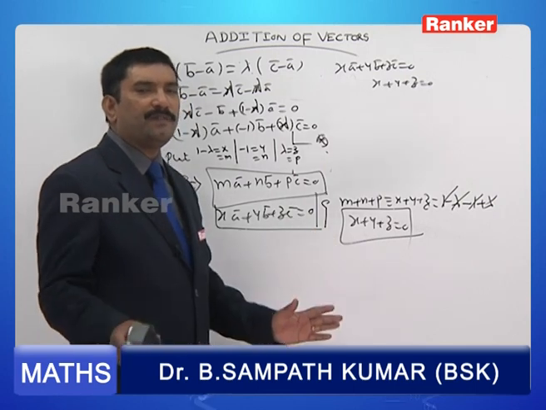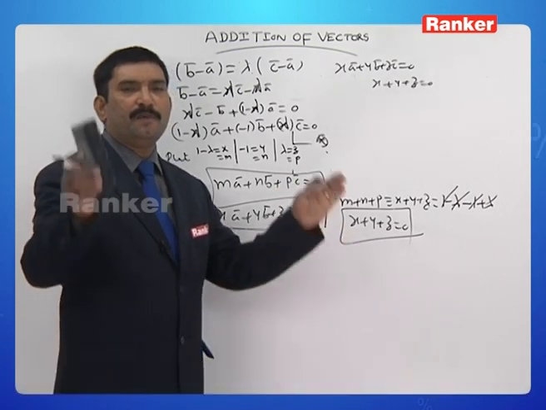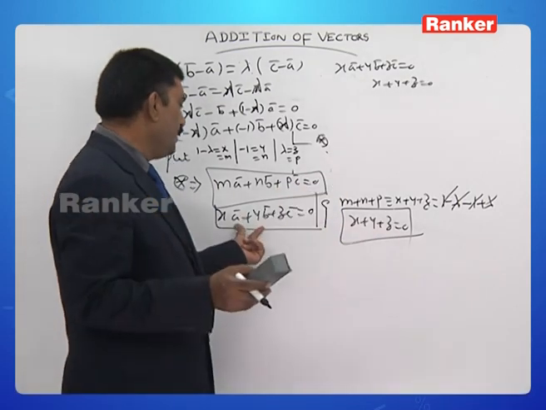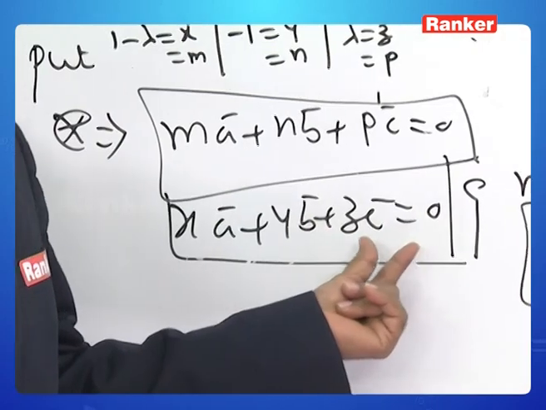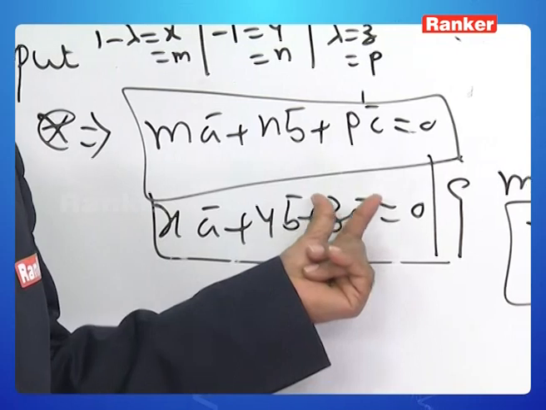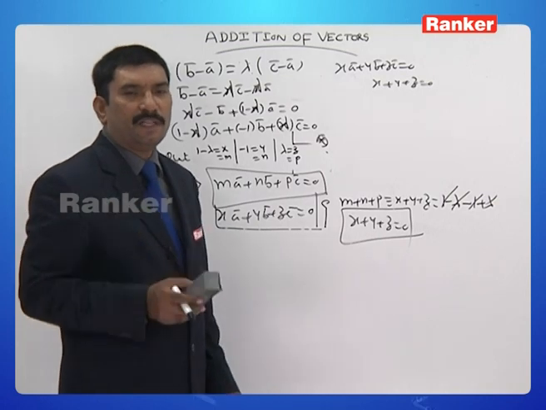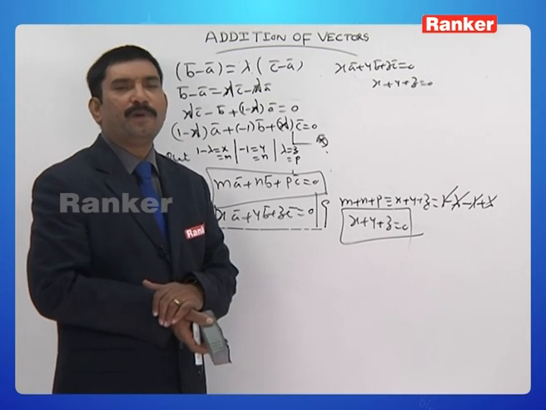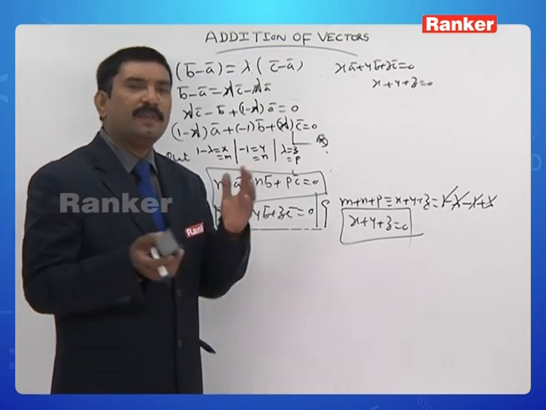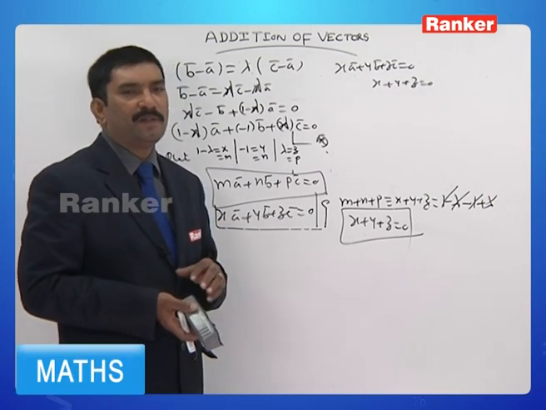So we have come across this: when any 3 points are collinear, the linear combination is equal to 0, meaning the sum of the scalar multiples of the point vectors A bar, B bar, C bar is 0, and X plus Y plus Z is equal to 0. Mainly we come across 2 theorems. When any 2 points are collinear, M A bar plus N B bar is equal to 0, or X A bar plus Y B bar is equal to 0.